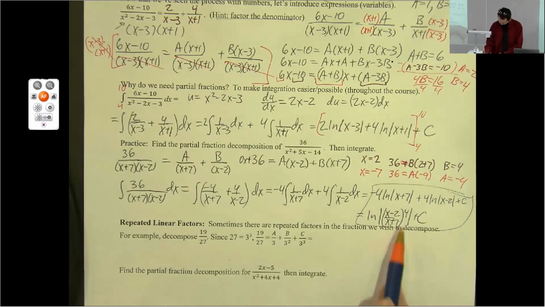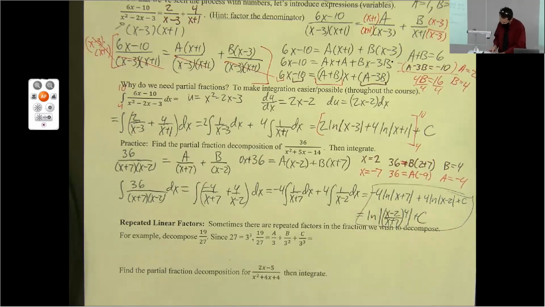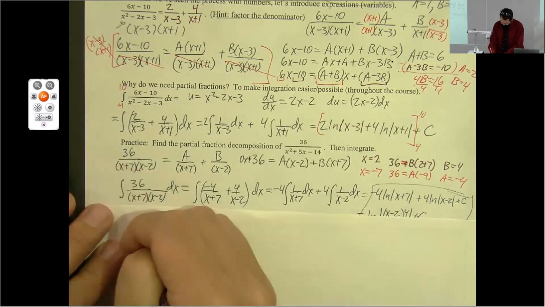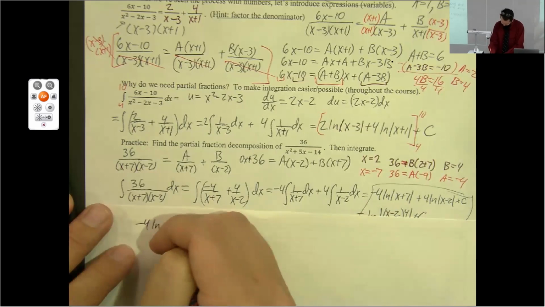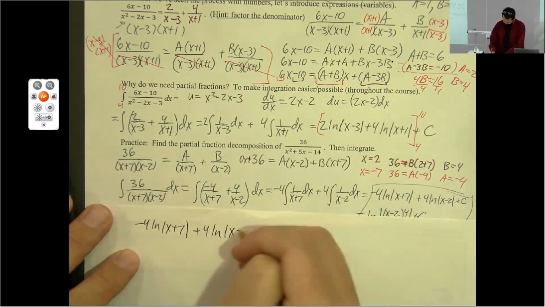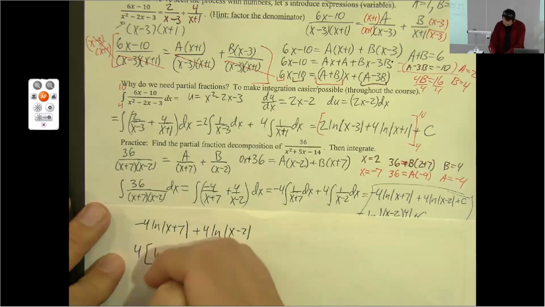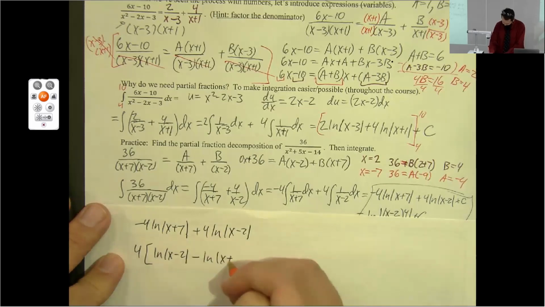How do you know that the x plus 7 is on the bottom and the x minus 2 is on top? Because of the negative. Can you still do that if they weren't both 4s? Let's do that in steps, just to clarify. I went too fast. So negative 4 natural log of absolute value of x plus 7 plus 4 natural log of absolute value of x minus 2. Just factor out the 4. So we've got 4 times natural log of absolute value of x minus 2 minus natural log of absolute value of x plus 7. Of course, we've got plus c out here, right?